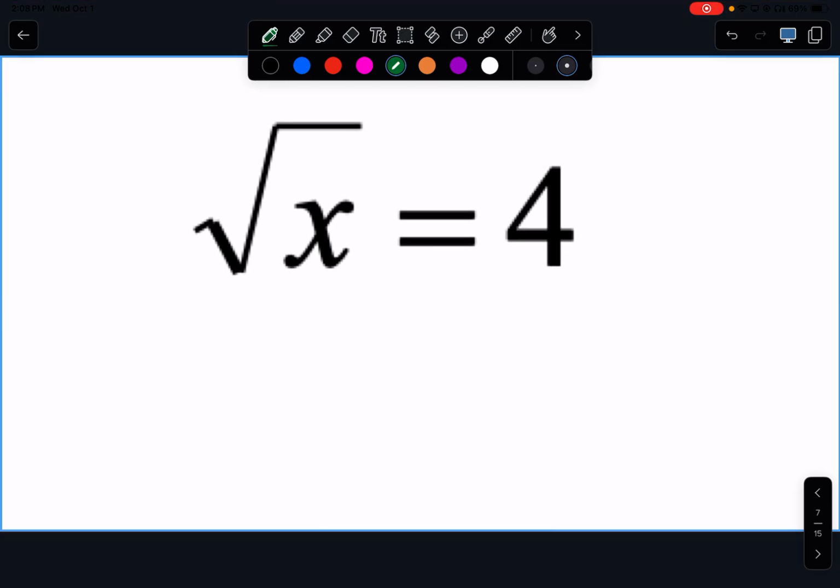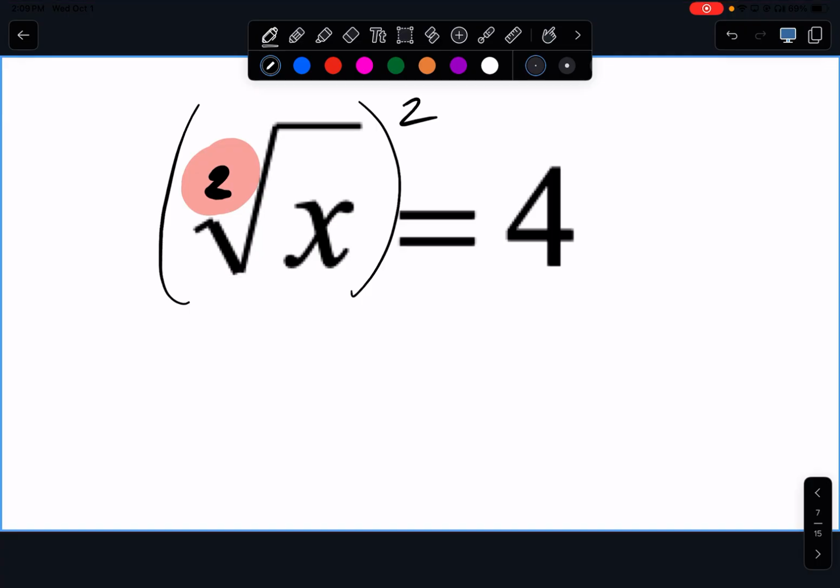Okay, this one's the simplest one on the page. So I want you to do this one on your own. Remember what the index is on there. I'll show you in a second. I'll show you another example of that. What's the index on this? What number is right here? A 2. So how do I want to undo that 2? I take it to the power of what? 2. So that's going to leave me with x.